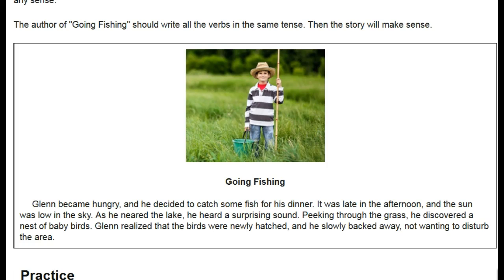Glenn became hungry, and he decided to catch some fish for his dinner. It was late in the afternoon, and the sun was low in the sky. As he neared the lake, he heard a surprising sound. Peeking through the grass, he discovered a nest of baby birds. Glenn realized that the birds were newly hatched, and he slowly backed away, not wanting to disturb the area.